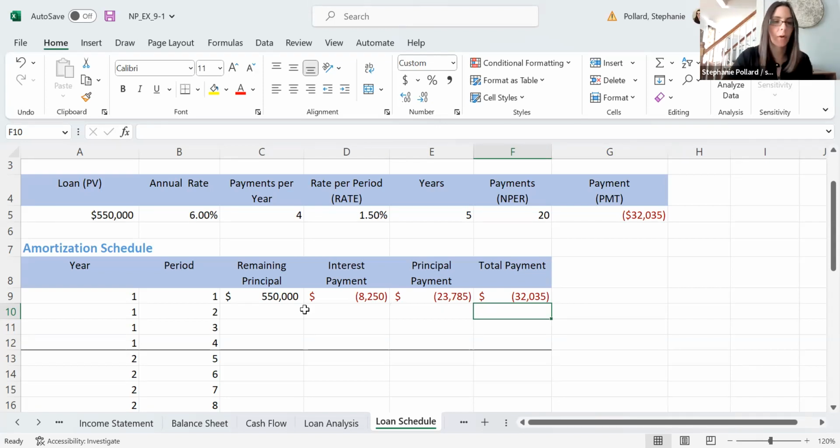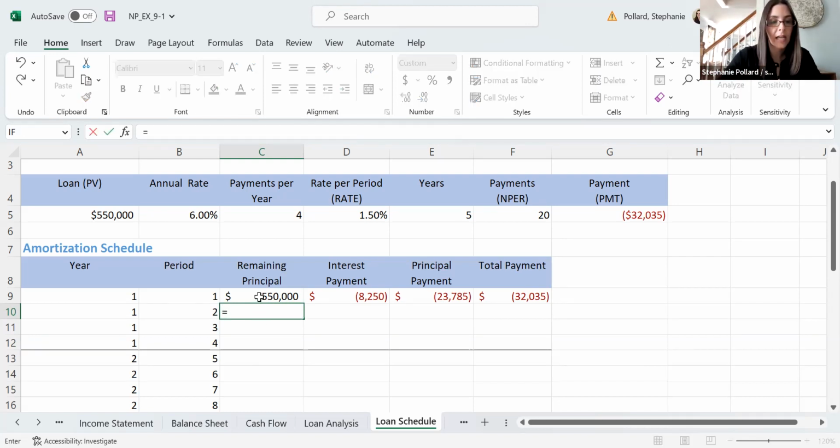Now for the second payment, we're going to kind of start it and then we're going to copy the rest down. So what happens for C10 is that you're making this principal payment of about $24,000. So your loan amount is not $550,000 anymore. It's $550,000 minus the $24,000 that has gone towards the principal. Now, to get that amount here, you're going to take your cell before, and you're going to add it to your principal payment.